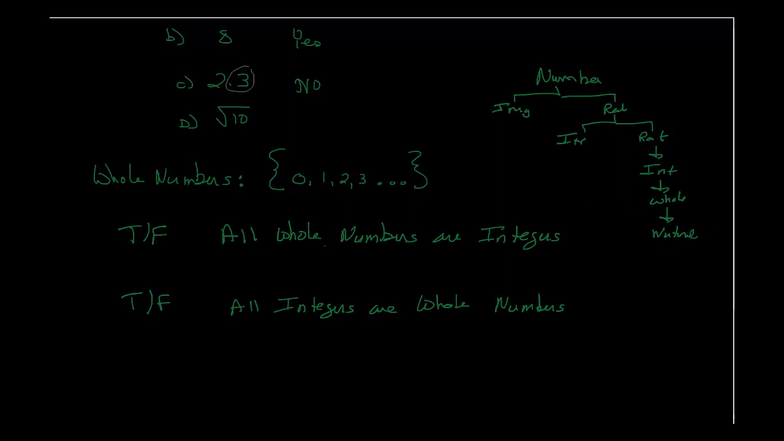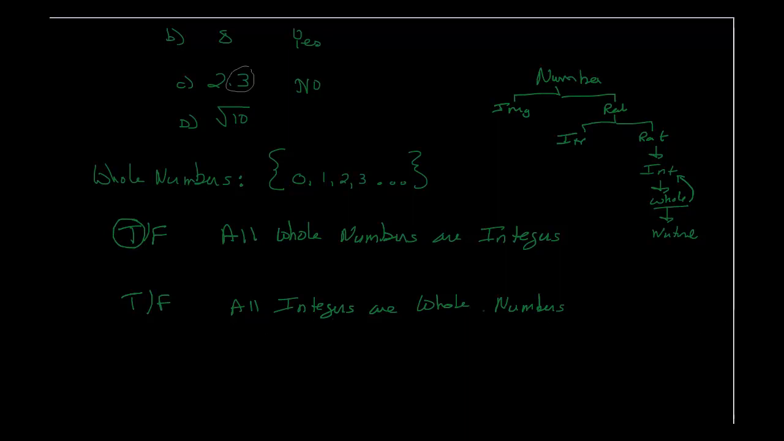This first one says all whole numbers are integers. So notice here I have whole numbers. All whole numbers are integers. Yes, because in order to be a whole number, it must first be an integer. So this, in fact, ladies and gentlemen, is a true statement. All whole numbers are integers. Let's look at the next statement.